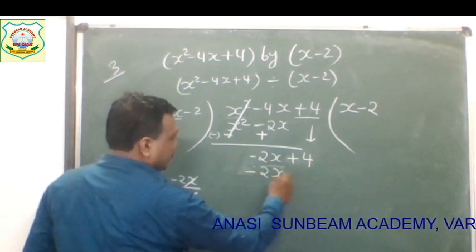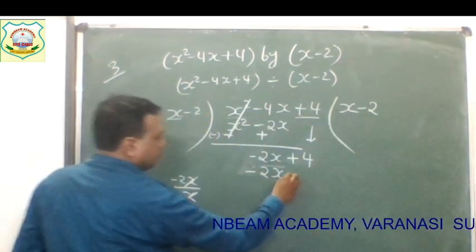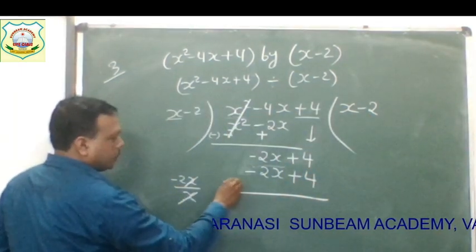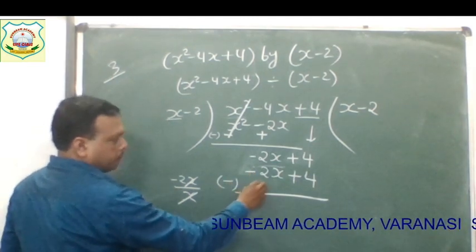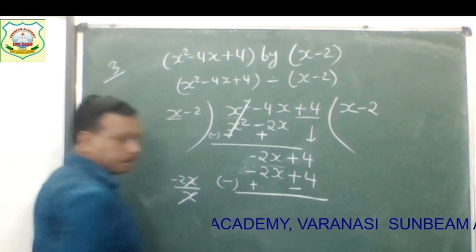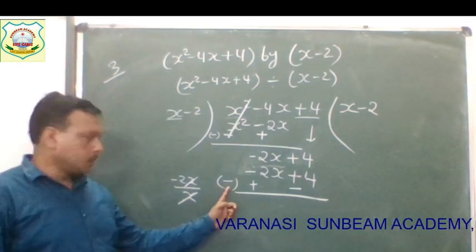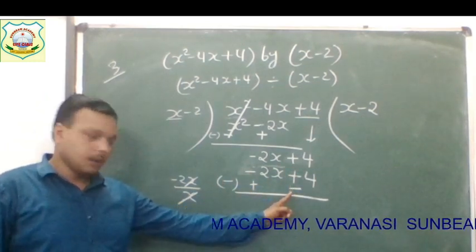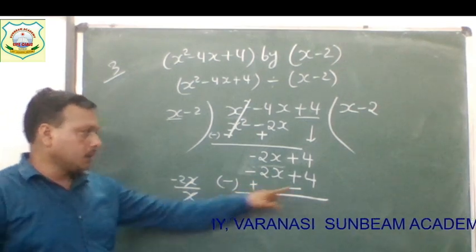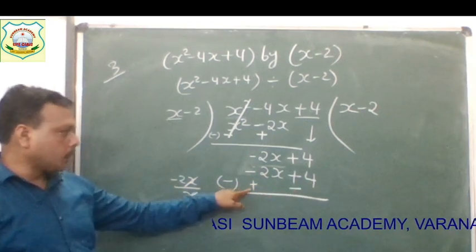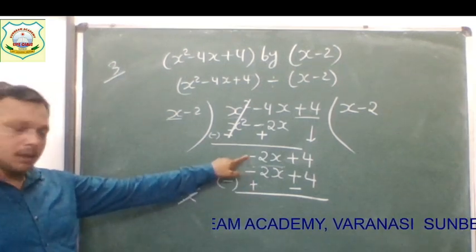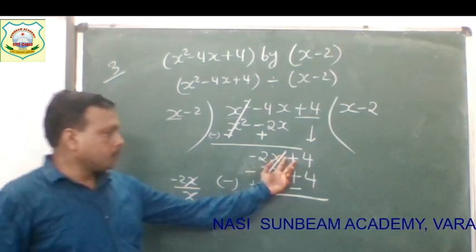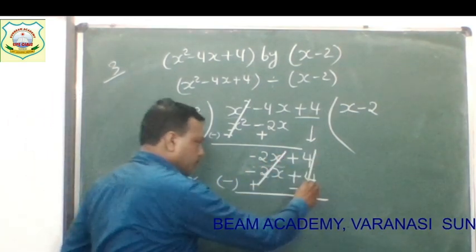Minus 2 into x, so what will come? Minus 2x. Minus into minus, that is plus, and 2 into 2, that is 4. What you want to do? Minus. This minus will change to plus, and this will change to minus. Because you want to subtract, the signs will change: minus into minus is plus, minus into plus is minus. And now 2x has plus and 4 has minus. So this plus 2x, this minus 2x. So plus and minus, and the values are the same, so it will be 0. Plus 4 and minus 4, it is also 0.